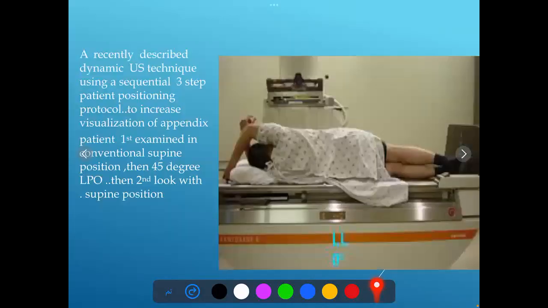A recently described dynamic ultrasound technique uses a sequential 3-step patient positioning protocol to increase visualization of the appendix. At first, we examine the patient in the conventional supine position, then turn the patient to 45-degree left posterior oblique, then look with the patient in supine position again.